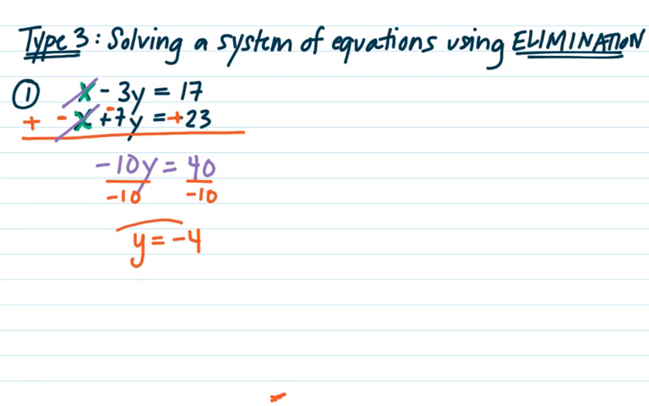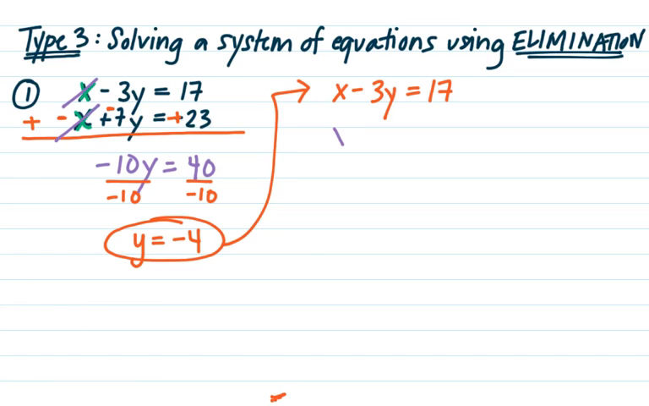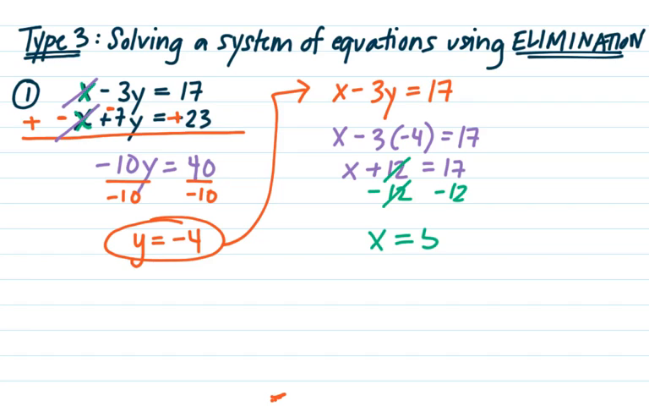Now again, it's not sufficient just to know one of the letters. We have to know both. So we'll plug this back into either equation to find the other one. So we get x minus 3y is 17, but we've already discovered that y is minus 4. So we have x plus 12 equals 17. Subtract the 12, and we get that x equals 5. So now this is our solution. X equals 5, y equals minus 4 is the point that works in both equations.